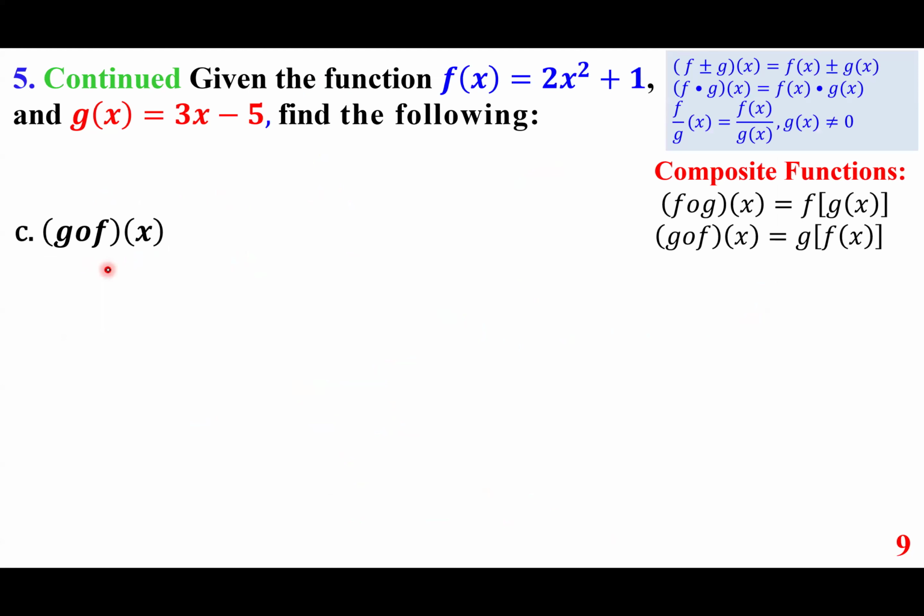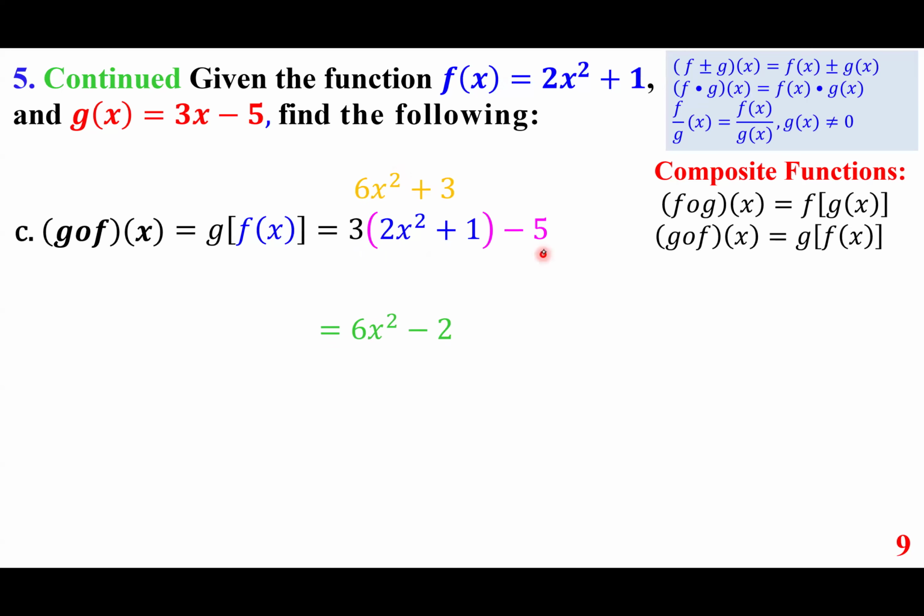Now we want to look at g of f of x. That means replace the x with f of x. Distribute, you get 6x squared plus 3. 3 and negative 5, they add up to negative 2. The final answer is 6x squared minus 2.